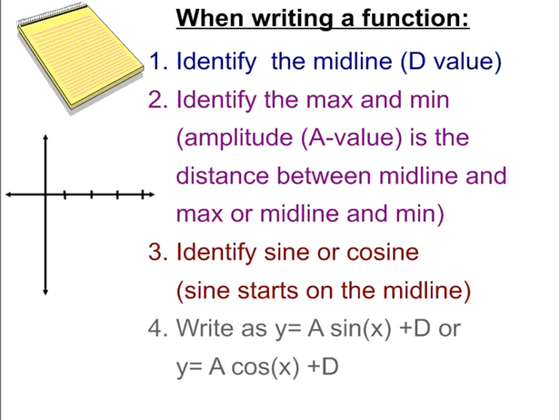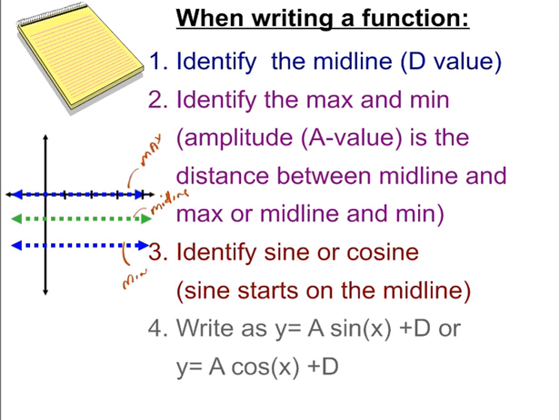The next thing we want to do when we're looking at trig functions is how to actually write a function from a graph that's given. Identify the midline. That will give you your d value. Identify the maximum and the minimum in order to allow you to find your A value. This is the distance between the midline and the maximum, or the midline and the minimum.